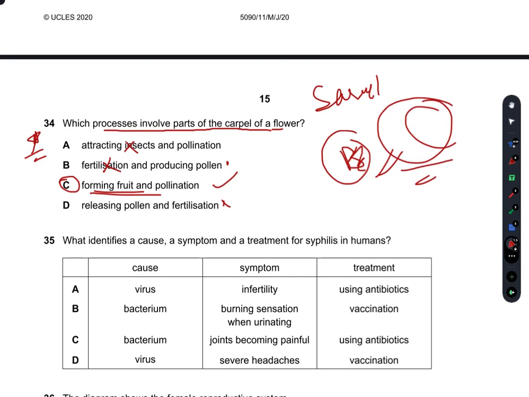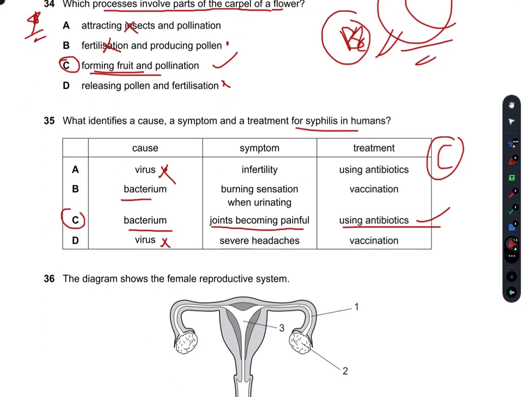What identifies a cause, a symptom and a treatment for syphilis in humans? Syphilis is always caused by a bacterium, so you can rule out A and D. And this bacteria is always treated using antibiotics, and the symptom for syphilis is joints becoming more painful. So C is the right answer.